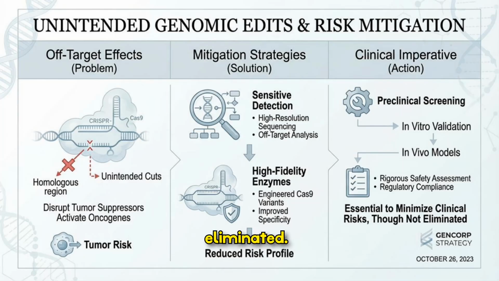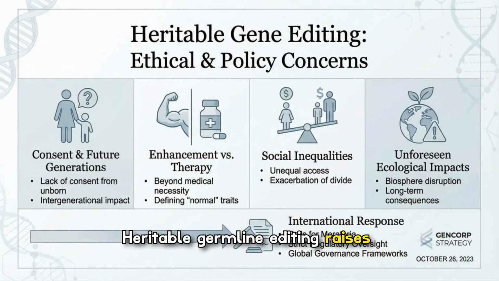Heritable germline editing raises complex ethical and policy concerns spanning consent for future generations, the boundary between therapy and enhancement, potential social inequalities from unequal access, and unforeseen ecological impacts. The slide emphasizes international responses calling for moratoria, stricter oversight, and coordinated governance frameworks to manage intergenerational effects and to ensure ethical, equitable decision-making at a global scale.